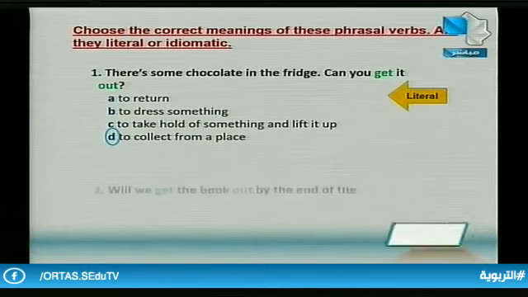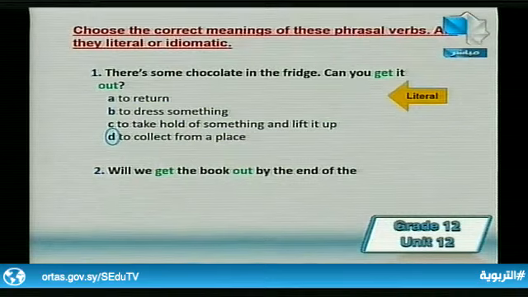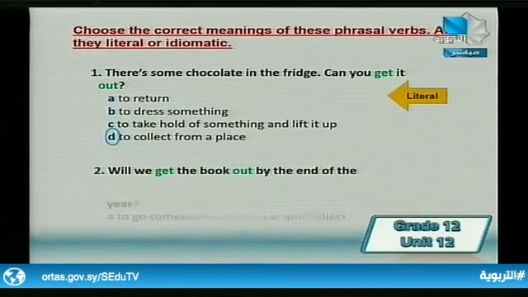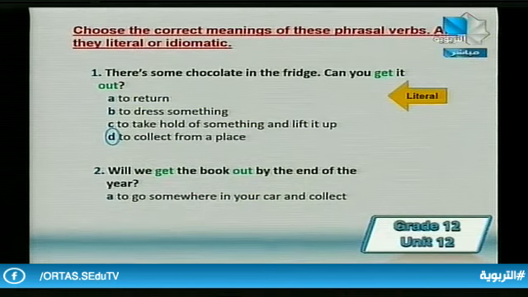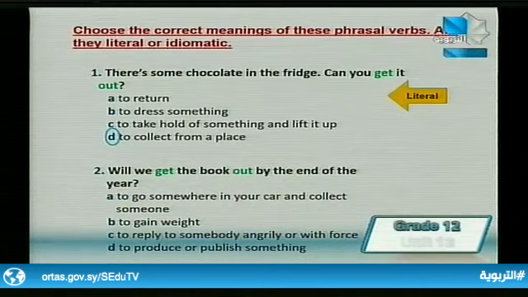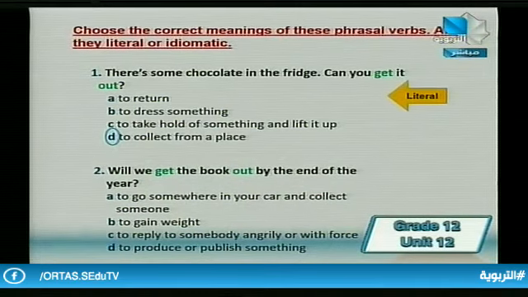The same verb in another example: will we get the book out by the end of the year? Surely it doesn't mean to collect from a place here, but let's see. To go somewhere in your car and collect someone, is it to gain weight? Is it to reply to somebody angrily or with force? Or to produce or publish something? So get out in this example is different from the literal meaning, which was to collect from a place.